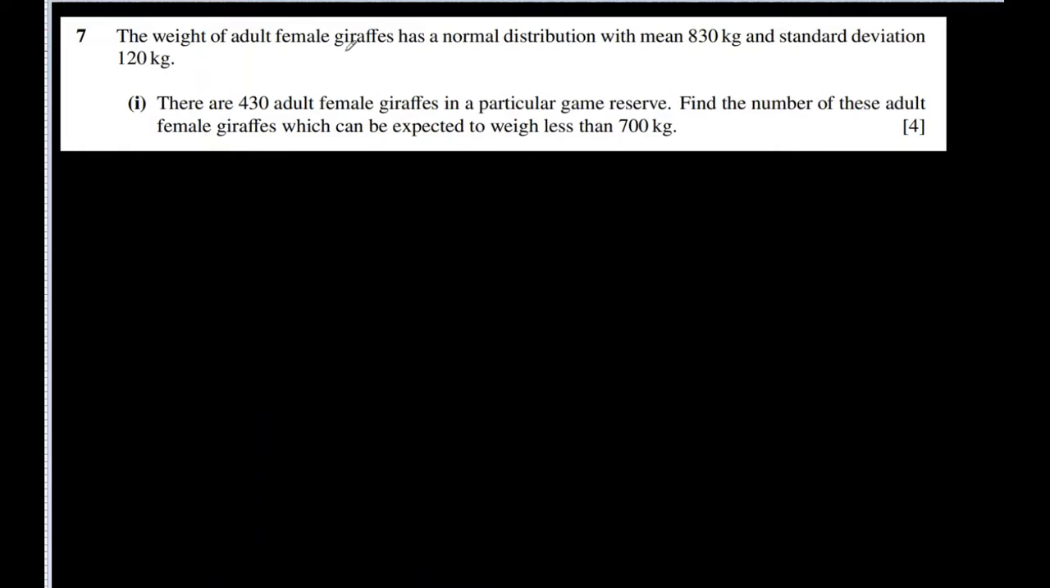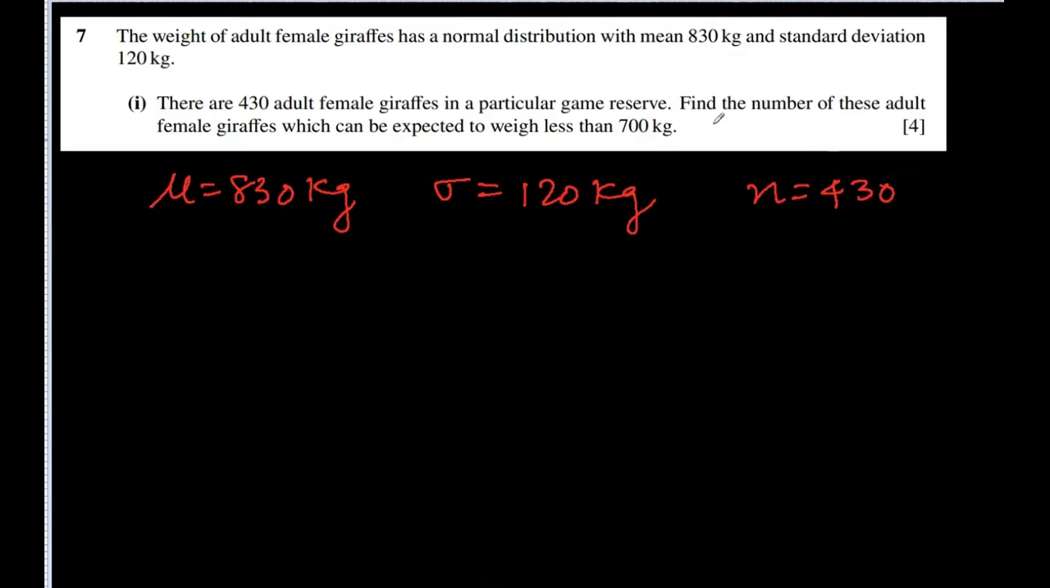The weight of an adult female giraffe has a normal distribution with a mean of 830 kg and standard deviation equal to 120 kg. Okay, there are 430 adult giraffes in a particular game reserve. Okay, so n is 430. Find the number of these adult female giraffes which can be expected to weigh less than 700 kg.